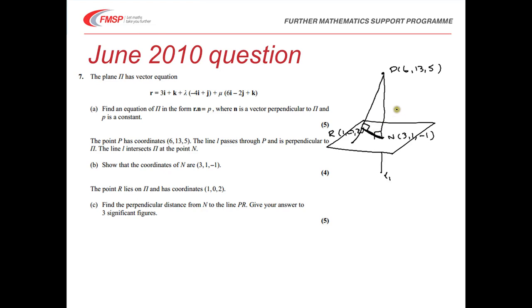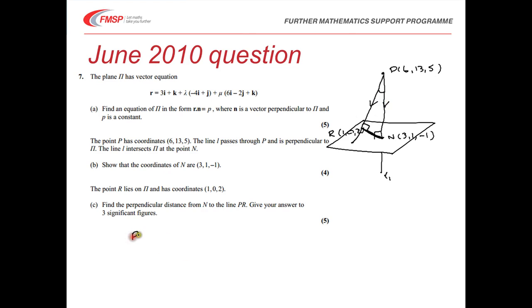Okay, so I think I can do this using some standard vectors techniques and trigonometry. If I can work out this angle here, I can just use standard trigonometry with sine to work out how long this is, because this side is opposite this angle, and if I know the hypotenuse I can just use sine there. So the question is, how do I work out this angle here? Well, if I work out the vector PR and the vector PN, I can use the dot product to work out the cosine of that angle.